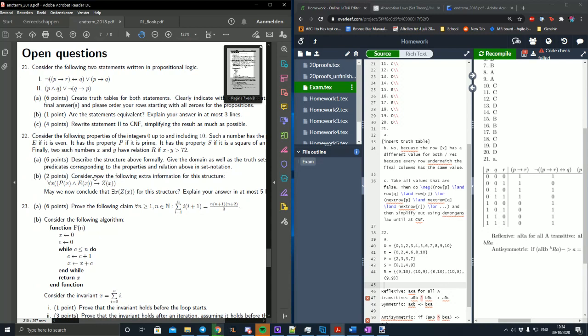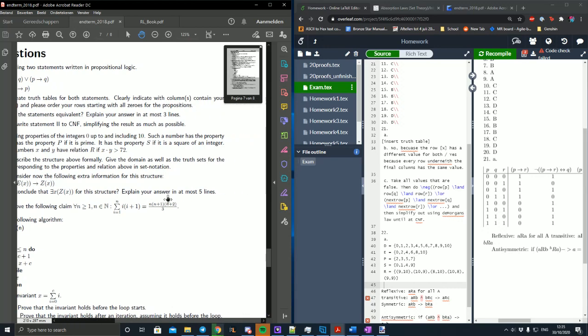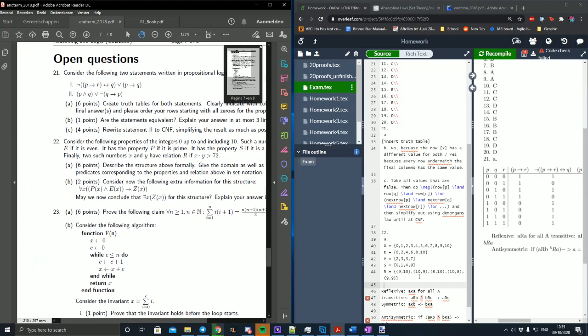Consider the following extra information for the structure. For every x, if p of x and e of x, then z of x. Can we conclude that there exists an x for which z of x for the structure? Explain your answer in at most 5 lines. Okay, we'll look at p of x, which is this, and we'll look at e of x, which is that. Well, then the answer is, for b, yes, namely x equals 2.